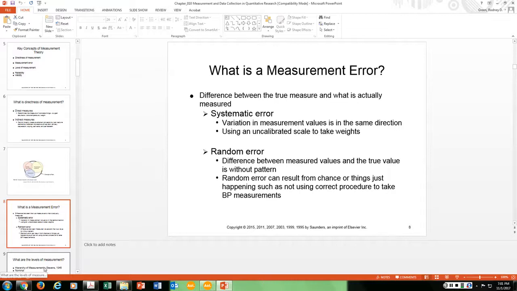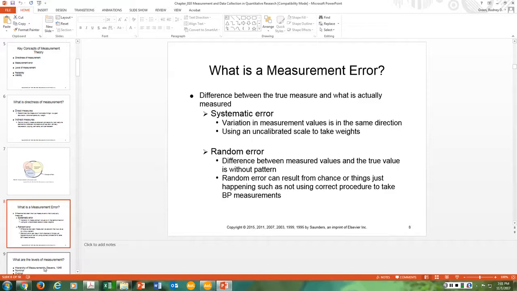What is measurement error? You know, when you try to measure something, let's say you're trying to measure for curtains, right? You measure the best that you can, and sometimes you're a little bit short, and sometimes you're a little bit long. So measurement error is the difference between the exact or true measure and what is actually measured. There are 2 types of measurement error: systematic and random.